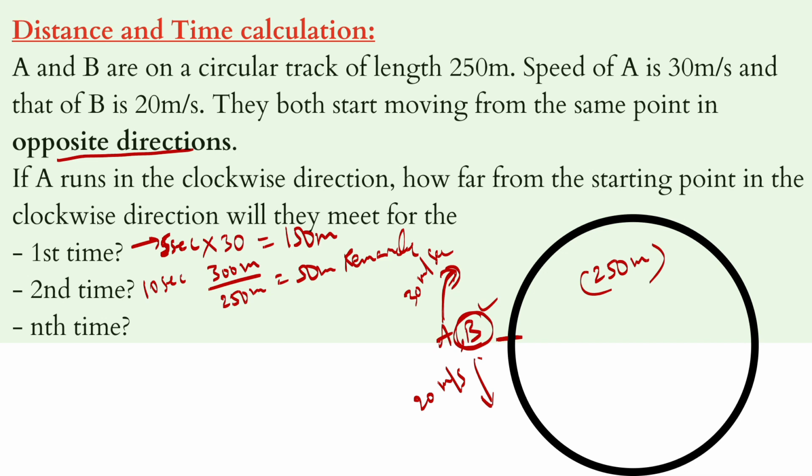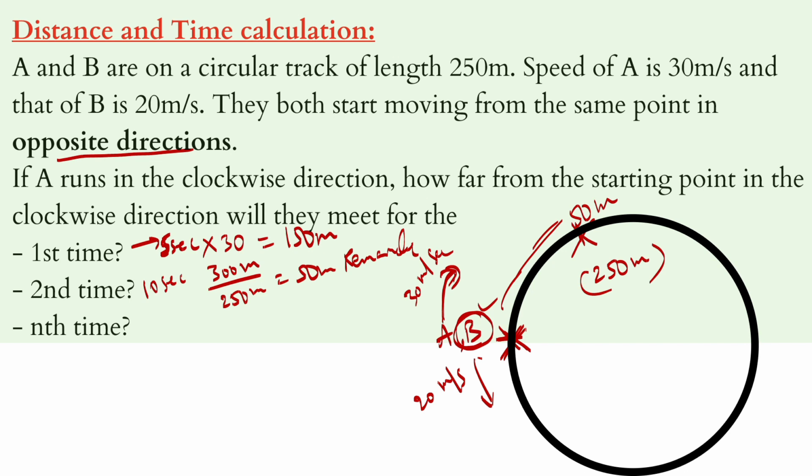Now, how far from the starting point in the direction will they meet for the second time? It is 50 meters. So this is the starting point, right? This is the starting point. Let's say this here is 50 meters. The distance between the starting point and the second meeting is 50 meters. So this one is 50 meters, right?